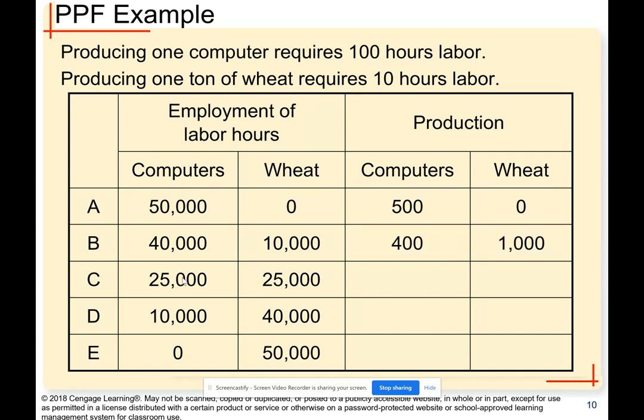Let us see how that shows on the production column. And as you can see, the trade-off is manifested here. We produce 500 computers, 0 wheat. If we're going to add some wheat, we're going to produce 1,000 tons of wheat. We can only produce 400. Suppose we want to produce 2,500 tons of wheat, we can only produce 250 computers. You can see the trade-off that faces society. You want more wheat, it means less computers. And more computers, it means less wheat.